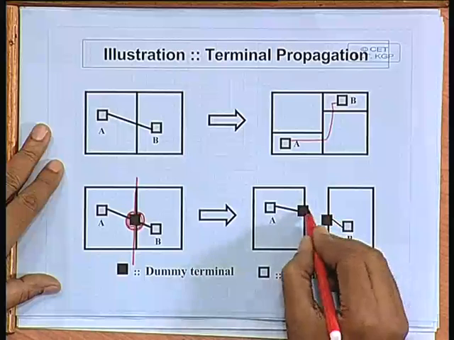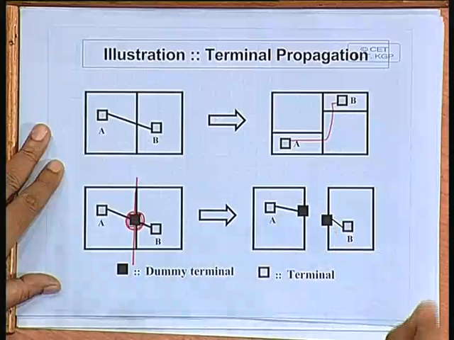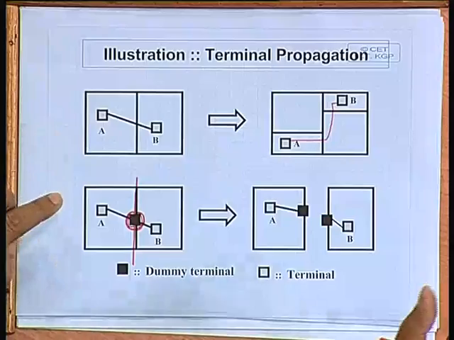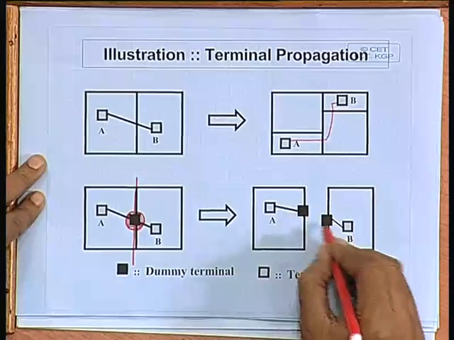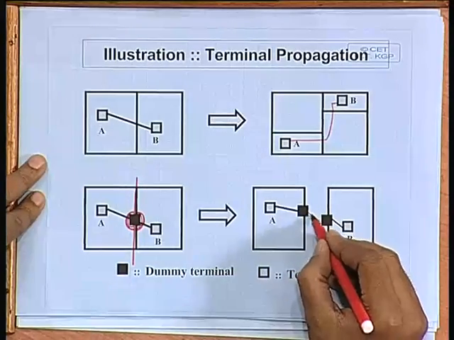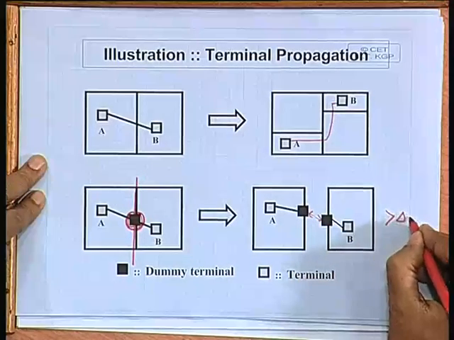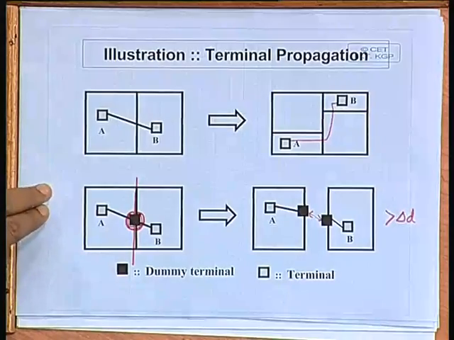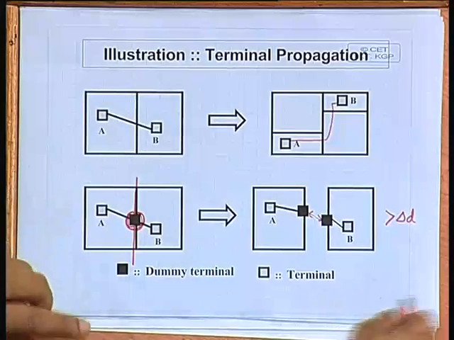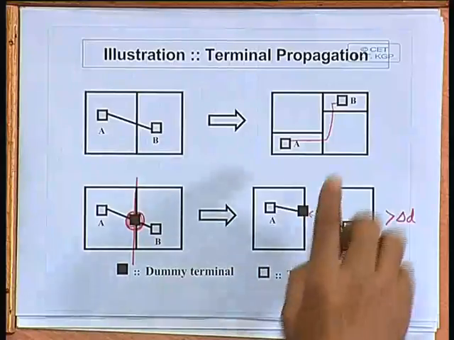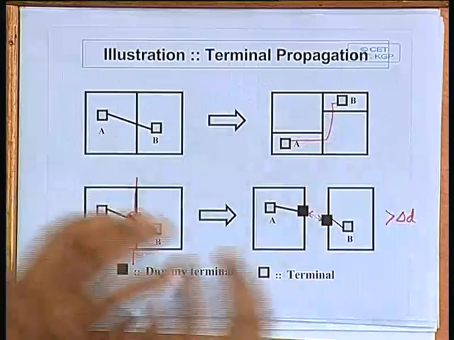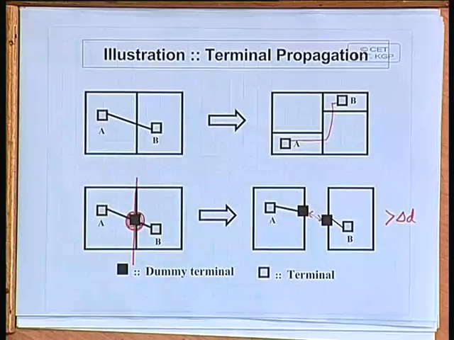These two are dummy terminals, and they are kept track of separately. If you keep track of these dummy terminals separately, you will not allow them to move apart by more than some specified distance delta d. This will be an additional constraint which you impose, that these dummy terminals will always remain close together. So, you will not allow these blocks A and B to be placed anywhere you wish. There will be some additional constraint you are imposing.